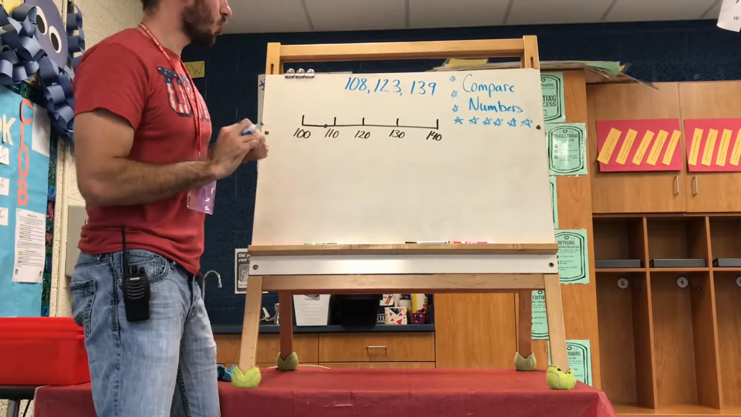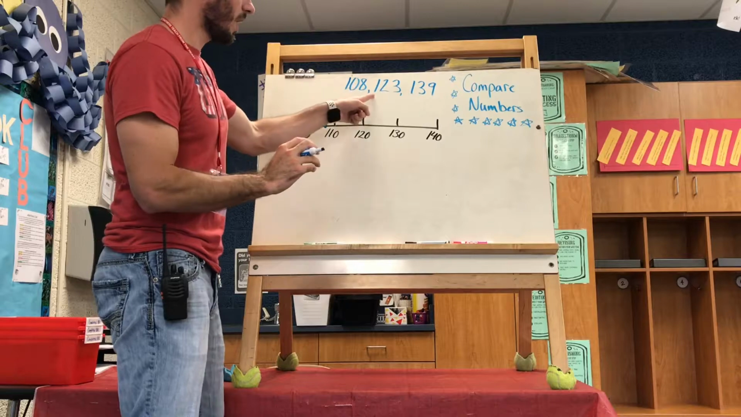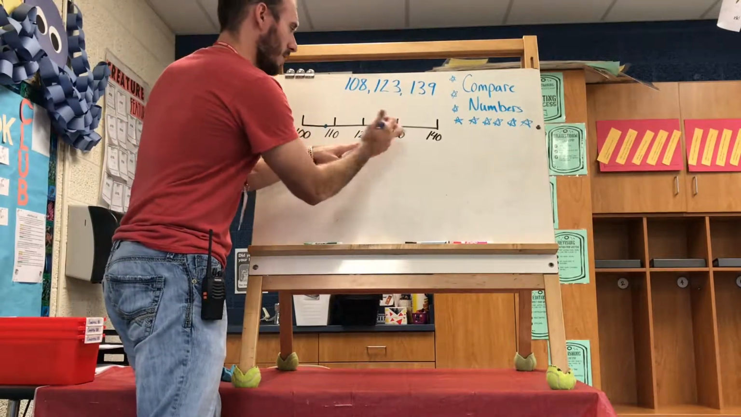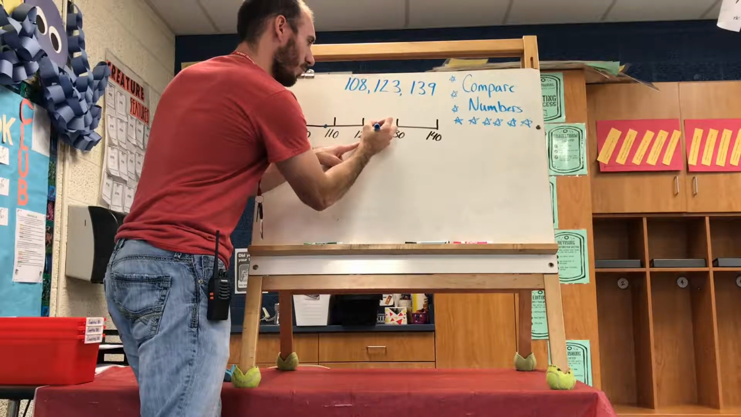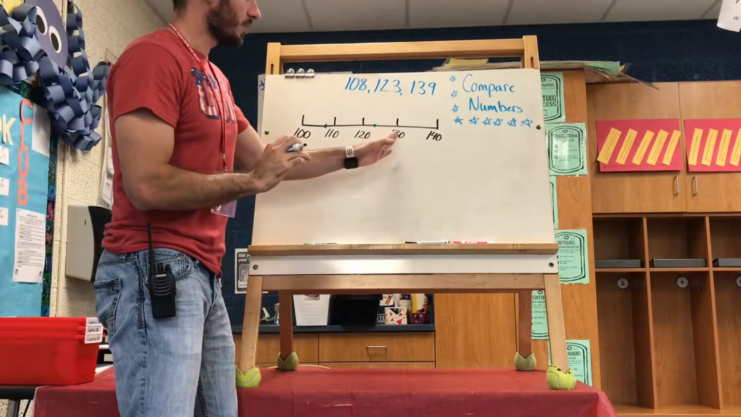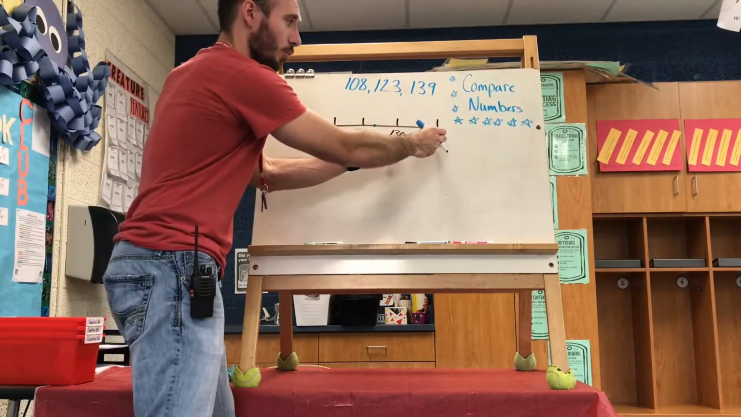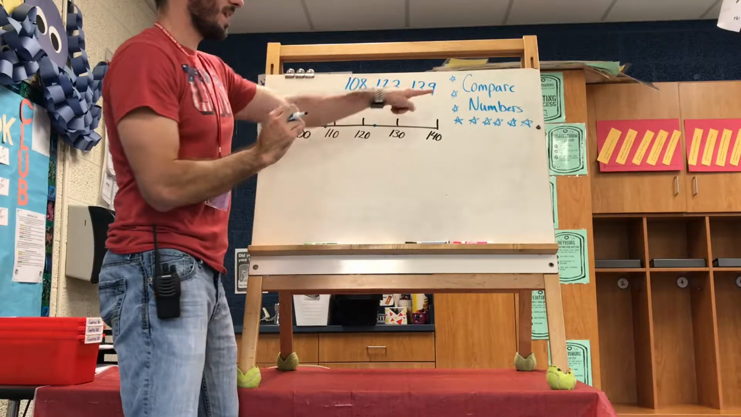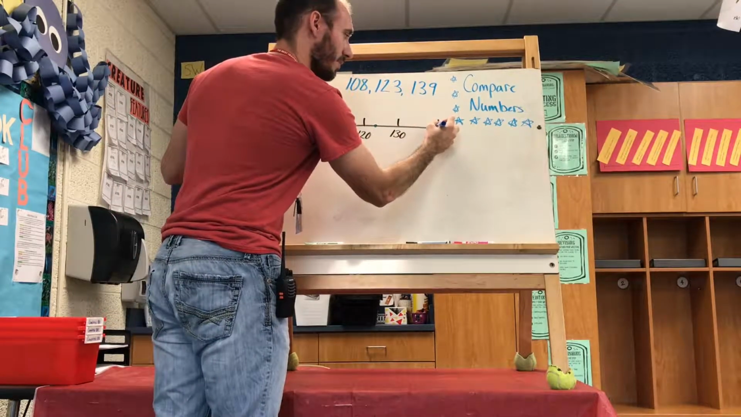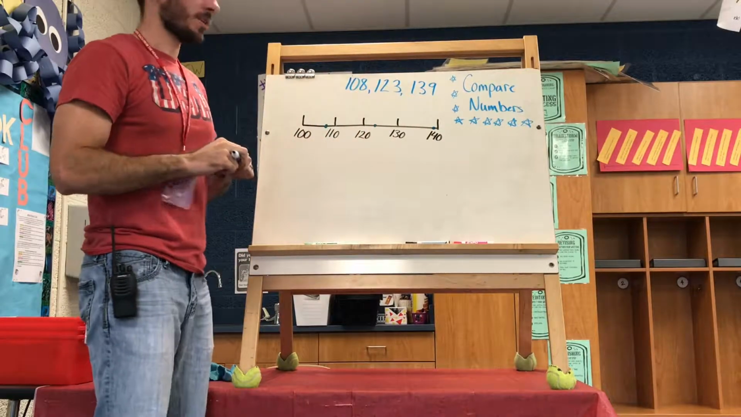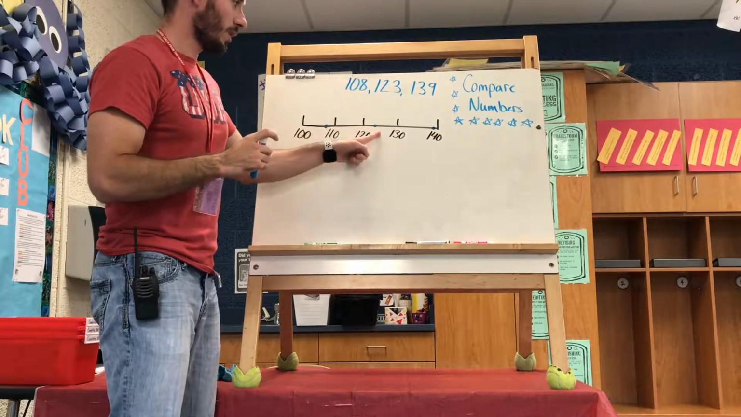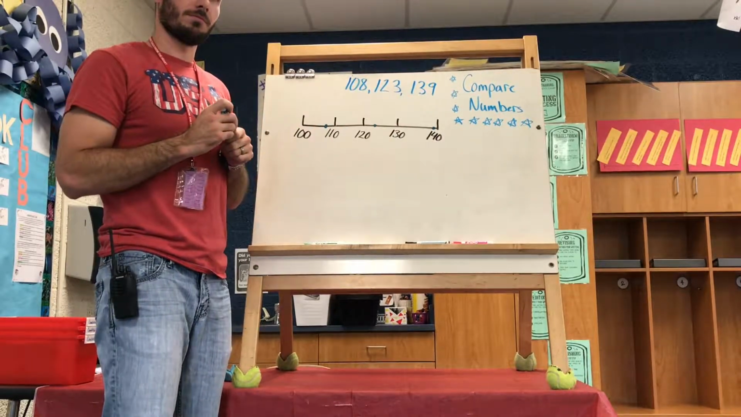So there's that one. 123, I need to look through. It's more than 120, not quite as much as 130. So in here, remember, not quite half, a little bit before that, 123. And 139. It's going to be between 130 and 140, and since we have the ones place as a 9, it's going to be really close to the next base 10 value. It's the next number, okay? So right now, we have 3 numbers in there, 108, 123, and 139, okay?